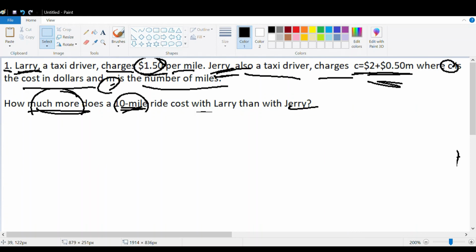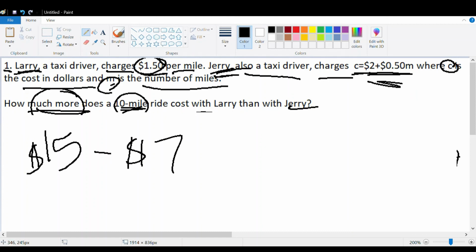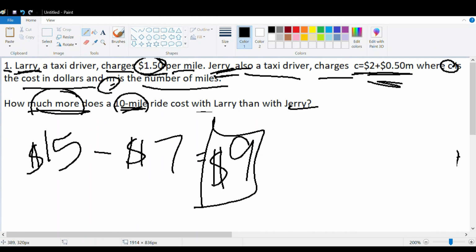So for Larry, as we said, it was $15. And for Jerry, it was $7. So if you subtract 15 and 7, you get a total of $8. And that is the answer for our problem, because it asks how much more does a 10-mile ride cost with Larry than with Jerry? And that is $8.